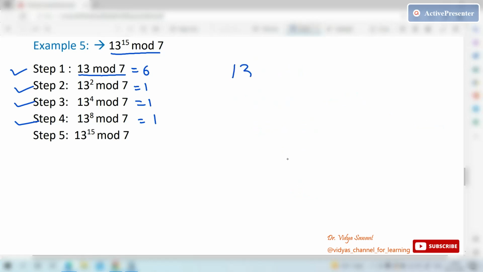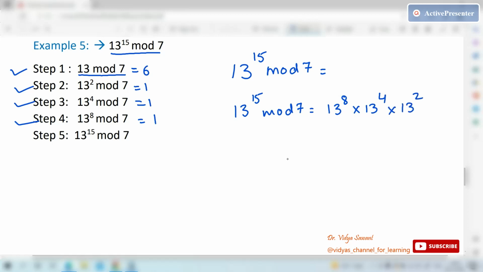After having computed steps 1, 2, 3 and 4, we reach the question 13 raised to 15 mod 7. So 13 raised to 15 can be represented as 13 raised to 8 into 13 raised to 4, then I can put square because I've computed the square. So 8 plus 4 is 12. 12 plus 2 is 14. And if you add 1, you get 15. So you can do it this way, mod 7. That is basically 13 raised to 8 plus 4 plus 2 plus 1 gives us 13 raised to 15.